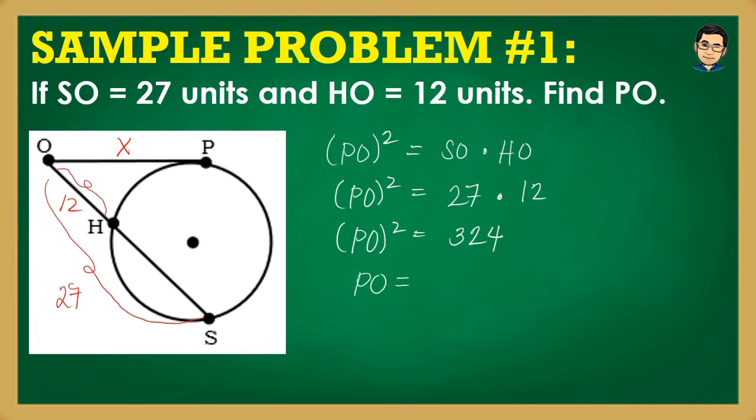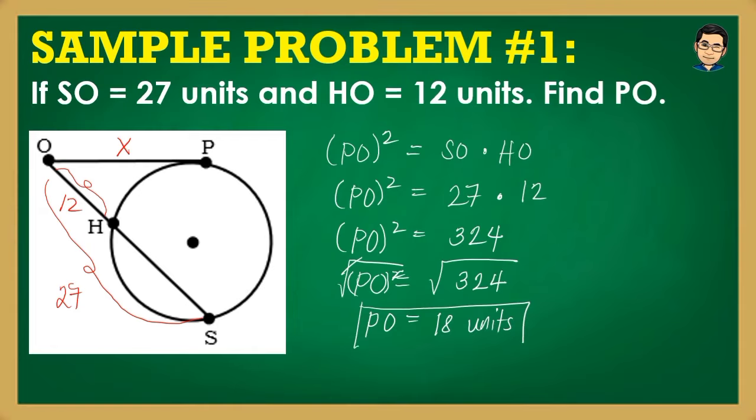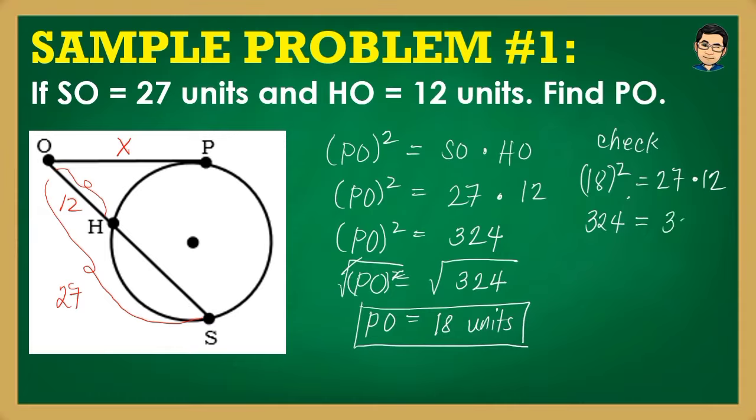So magiging ganito siya. PO is equal to square root of 324. And then, mawawala na yung square root. So, PO is equal to, the square root of 324 is 18. So, ibig sabihin, ang sukat po ng tangent segment natin is 18 units. Now, to check. PO is 18. So, 18 squared is equal to 27 times 12. So 18 times 18 is equal to 324 equals the product of 27 and 12 is also 324. Okay, so ibig sabihin the length of the tangent segment PO is equal to 18 units.